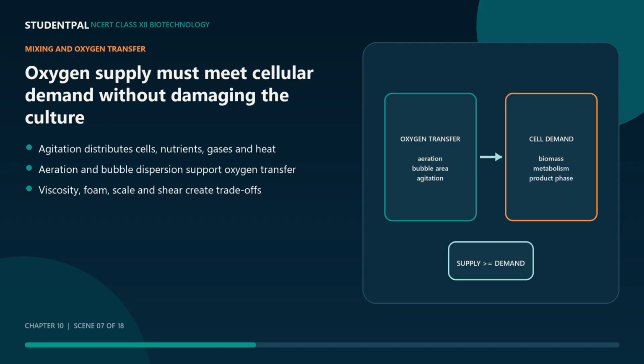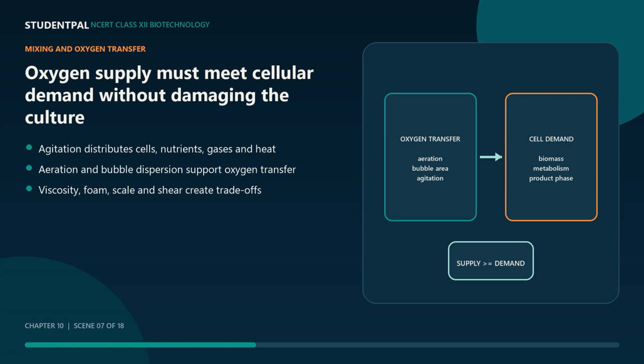Aerobic cells use dissolved oxygen, but oxygen has limited solubility in aqueous medium. Aeration introduces oxygen to the gas phase, and agitation renews the gas-liquid interface and distributes dissolved oxygen through the broth. The oxygen transfer rate depends on the mass transfer coefficient, interfacial area, and the difference between saturation and actual dissolved oxygen concentration. Cellular oxygen uptake rises with viable biomass and metabolic activity.